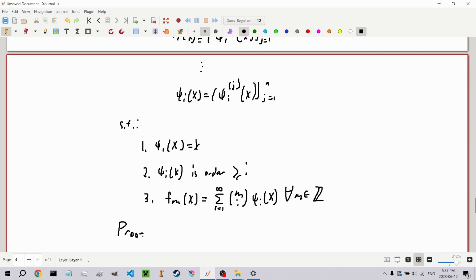Proof: assuming these exist, they are derived directly from our Fm of x, so they're obviously going to be unique. So we need existence.